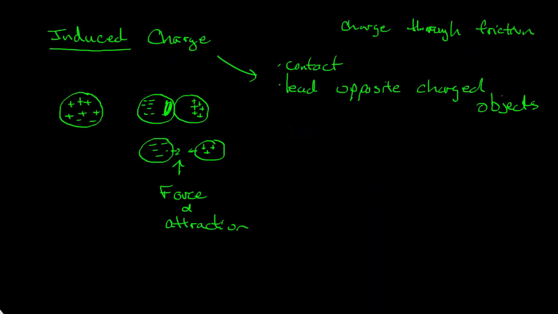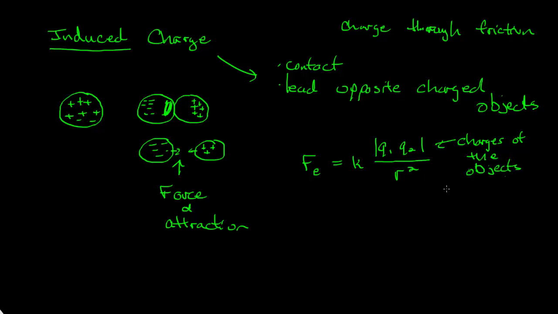And so what we see is that the electric force, the force between charged particles, is equal to K, which is a constant. It's on your equation sheet. It's a number. And then we have the charge of one object times the charge of the second object, and we make it absolute value, I'll talk about that in a second, divided by the distance between them squared. So it looks just like gravity. These are the charges of the objects, and this is the distance between them.